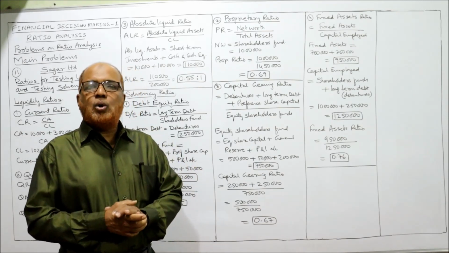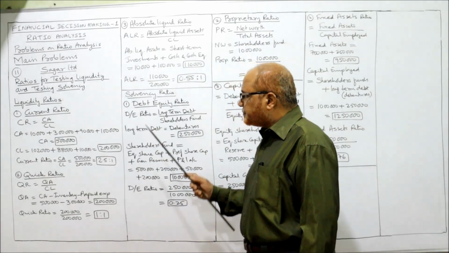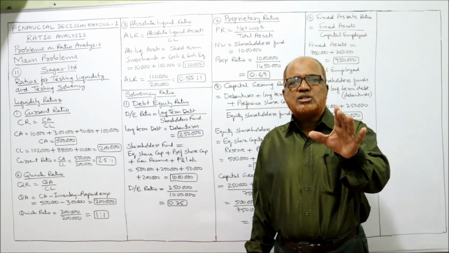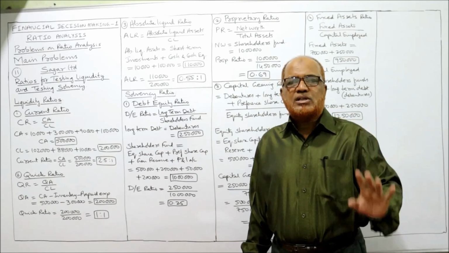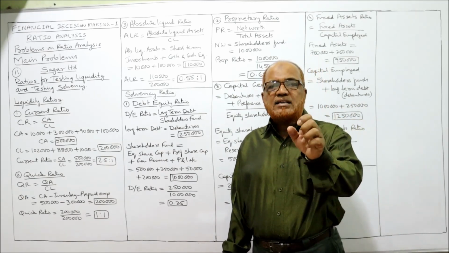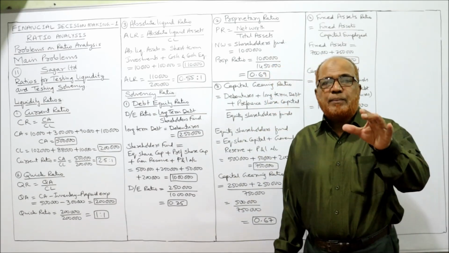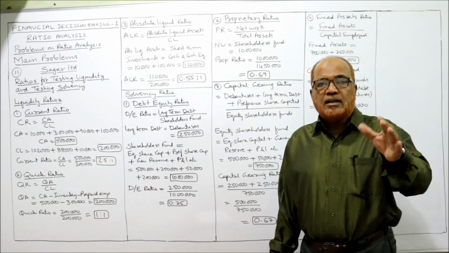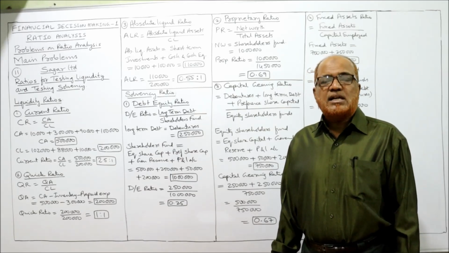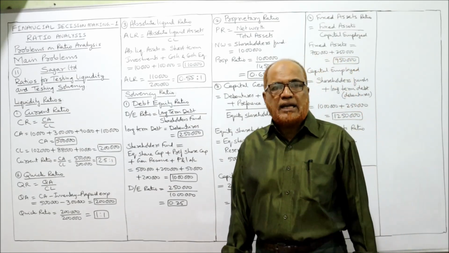Now we can make the conclusion regarding the solvency ratio. The solvency ratio, debt equity ratio 0.25. It means the debt is 25% of shareholders fund. It is good because normally debt will act as a leverage in lifting the profitability. If we keep a small amount of debt, the profitability will increase. That's why it is advised to have some amount of debt.